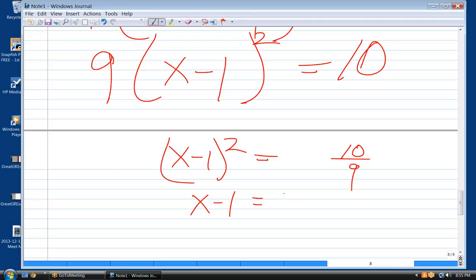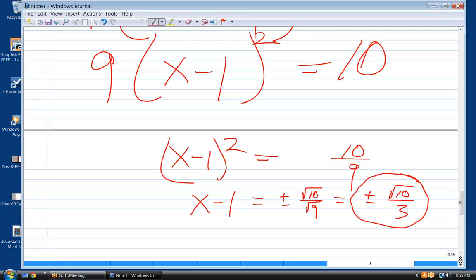b x minus 1. That's on the left side. What's on the right side? Plus or minus square root of 10/9. Which is the square root of 10 over the square root of 9, which is plus or minus square root of 10 over 3.